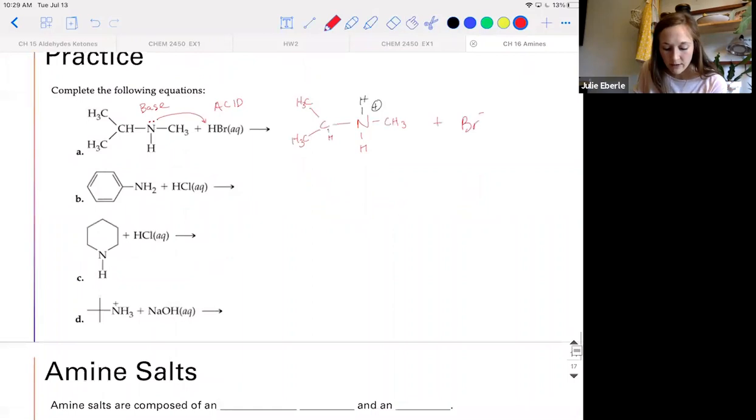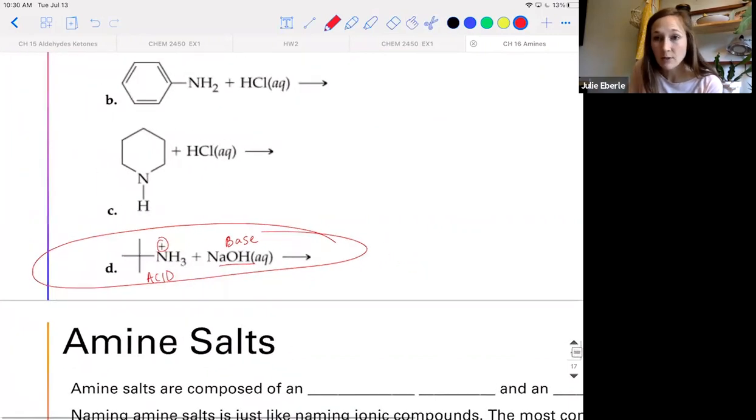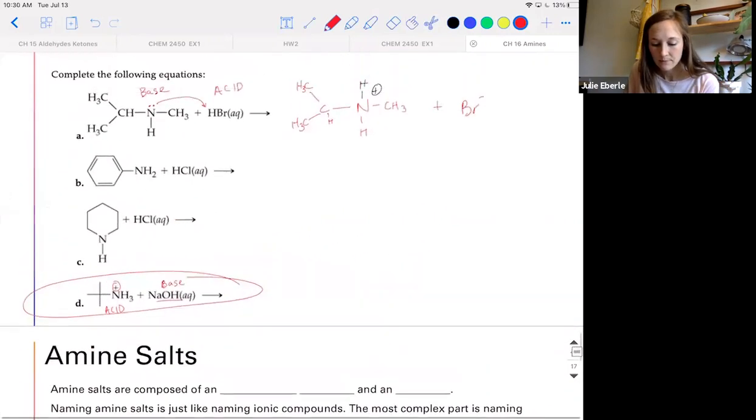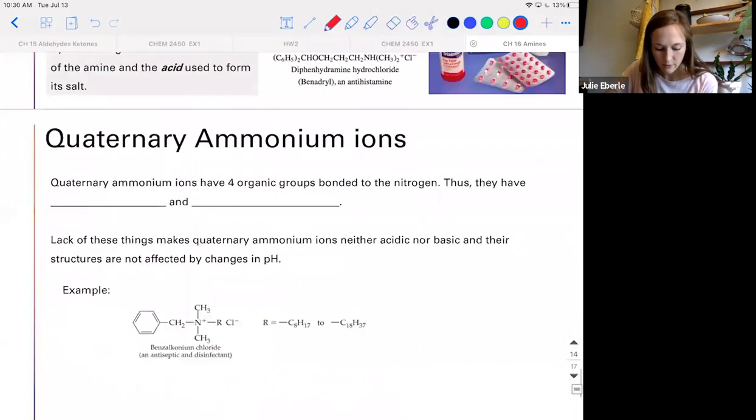The only one that's different is down here, D. We don't have time to get into this because I'm done. But here, the nitrogen has 4 bonds, it's got a plus charge, and it's in the presence of a strong base. So this one will be the acid, and this one will be the base. Okay, so the way this reaction will work out is opposite of what we just saw. Okay. All right. I think there's only 1, 2, 3 slides left.